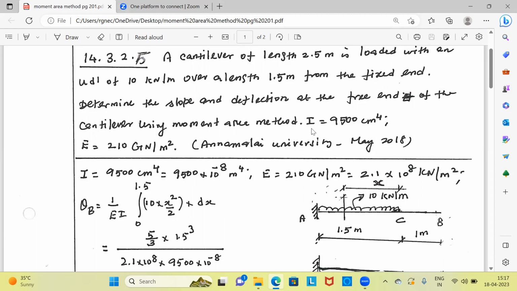The given data are I is equal to 9,500 centimeter power 4, E is equal to 200 Newton per meter square.